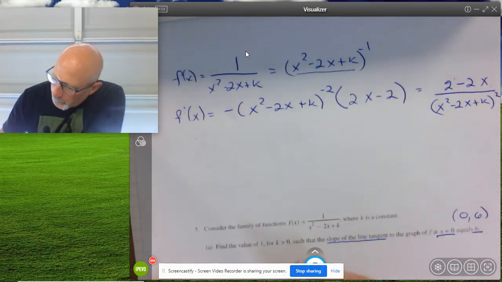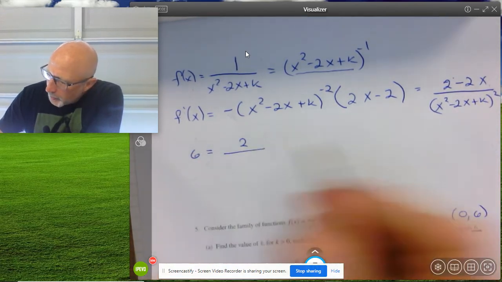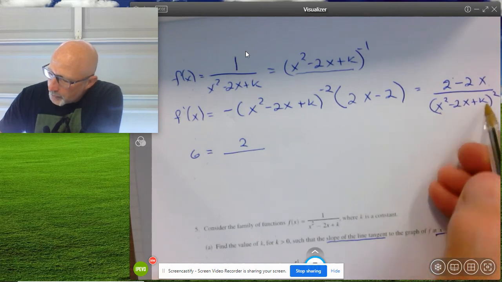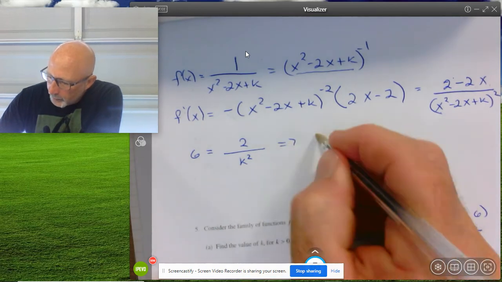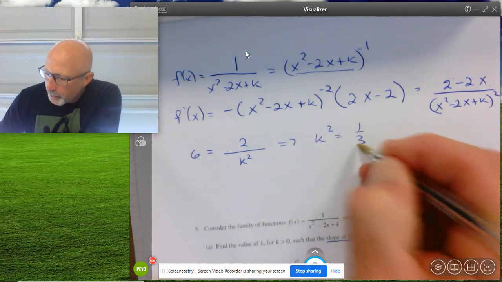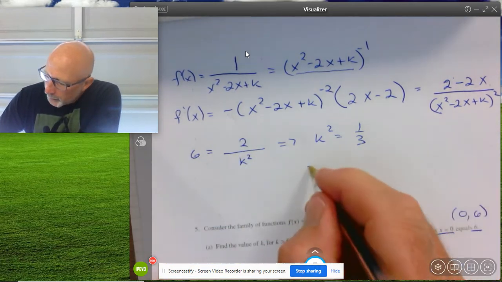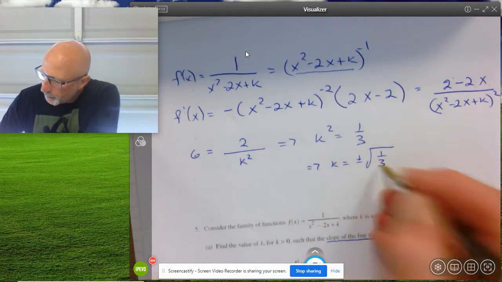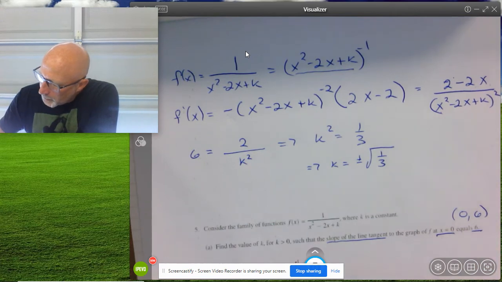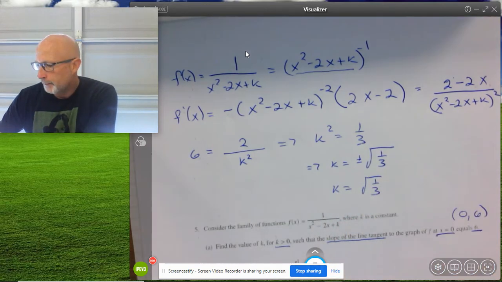Excuse me. So I have 6 is equal to 2. That's going to go away. That's going to go away. That's going to go away. And I'm just left with k squared. So what that tells me is k squared is equal to 1/3. Multiplying the k squared up, dividing that down, 2 over 6 gives you 1/3. So therefore k turns out to be plus or minus the square root of 1 all over 3. Now it does state that k is greater than 0. So therefore I only have k is equal to the square root of 1 all over 3.